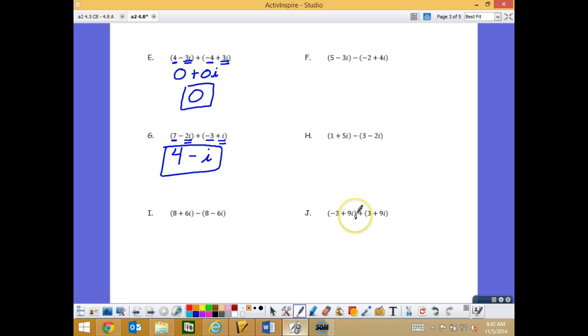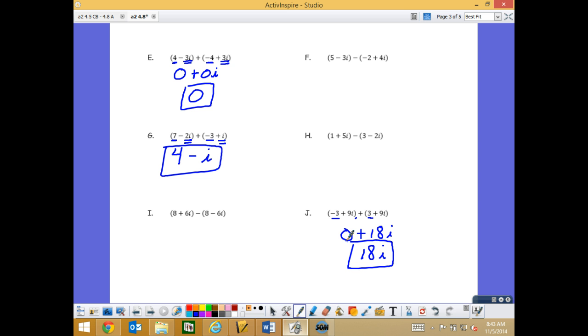And we'll jump down here to J, the other addition piece. -3 plus 3 is 0. 9i plus 9i is 18i, so we're left with just 18i. The real part is 0. The imaginary part is 18.